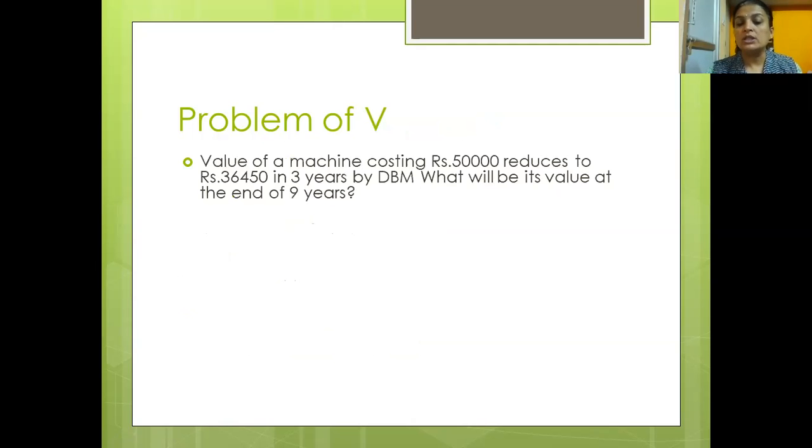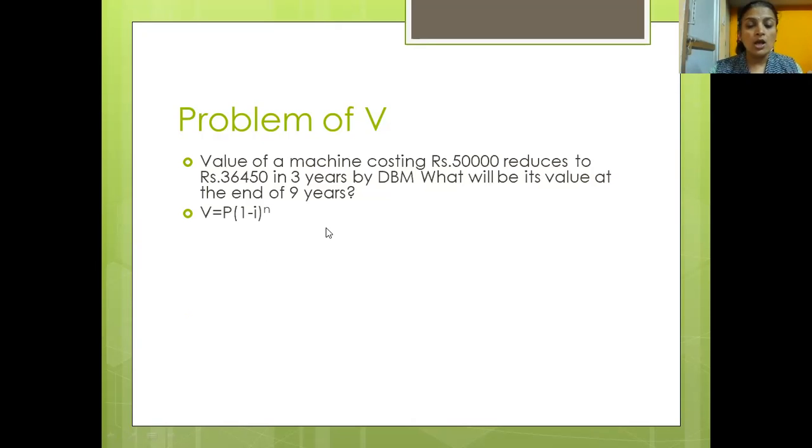Value of a machine costing rupees 50,000 reduces to 36,450 in 3 years by the diminishing balance method. What will be its value at the end of 9 years? In this problem, we are calculating the value of the machine. So that is V is equal to P into 1 minus I raised to the power of N. This is the formula.